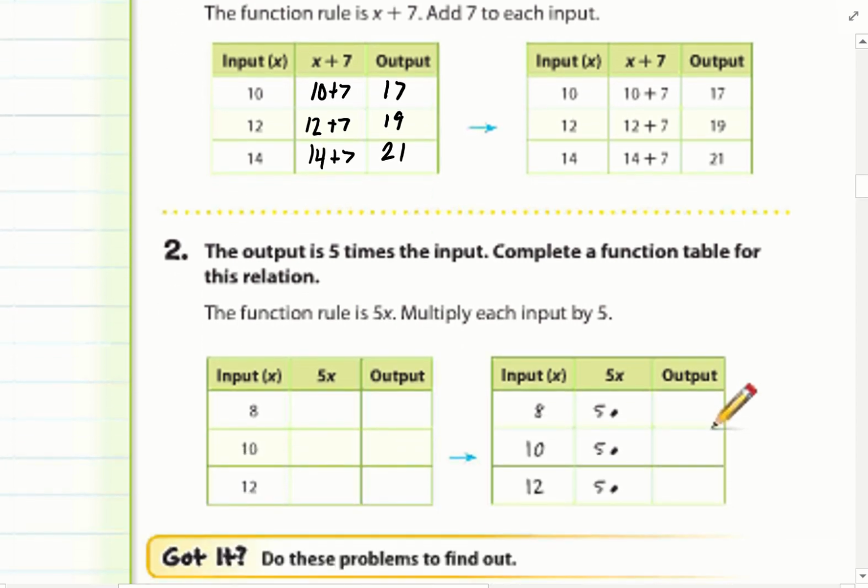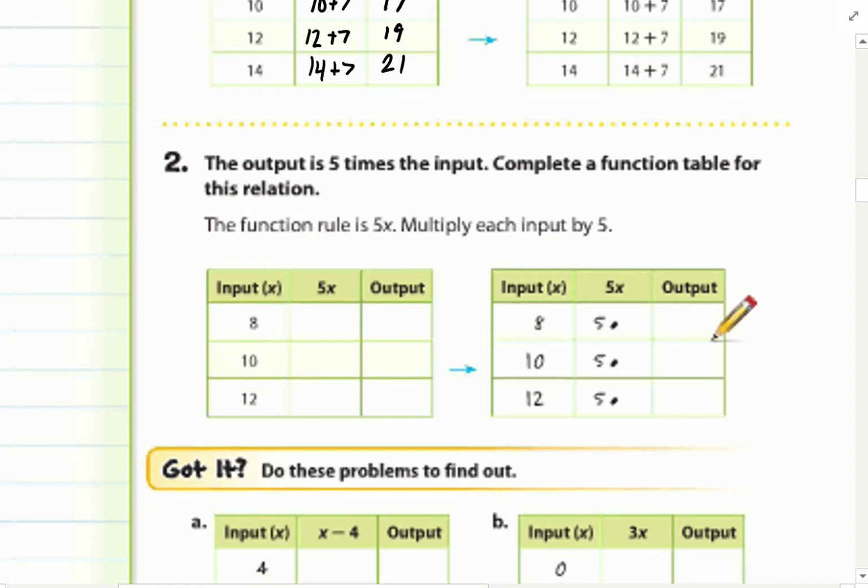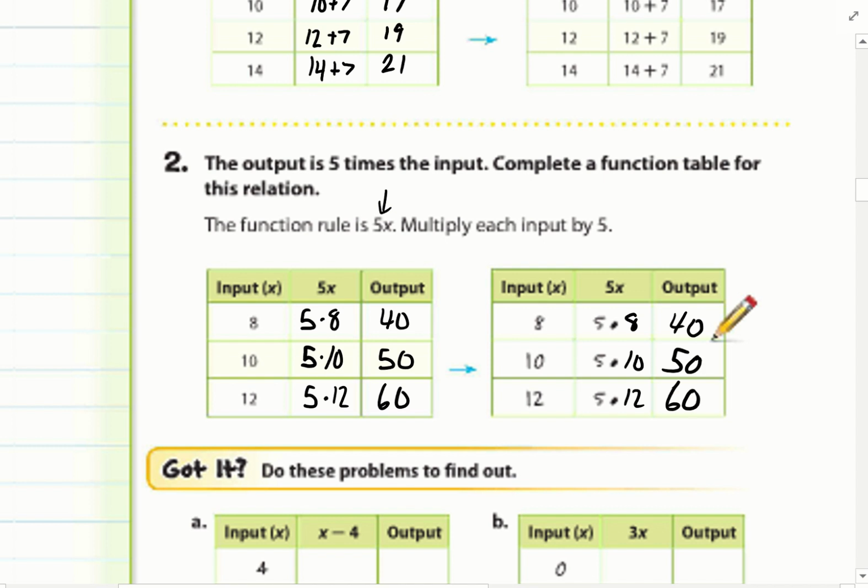The output is 5 times the input. Complete the function table. So our function rule is going to be 5x because it's 5 times the input. So we have 5 times 8 is 40. 5 times 10 is 50. And 5 times 12 is 60. So 8, 10, 12, 40, 50, and 60.